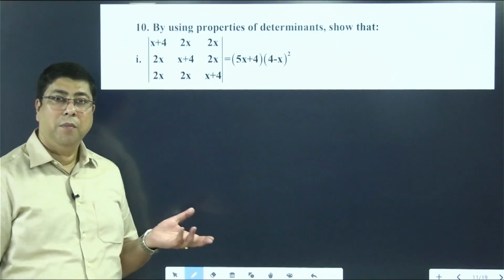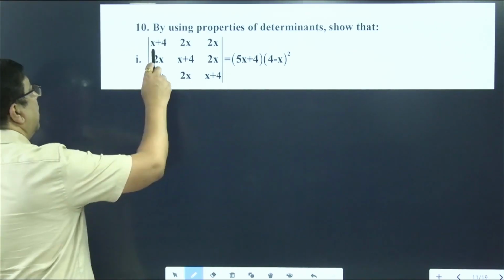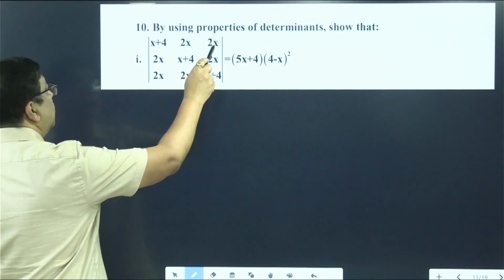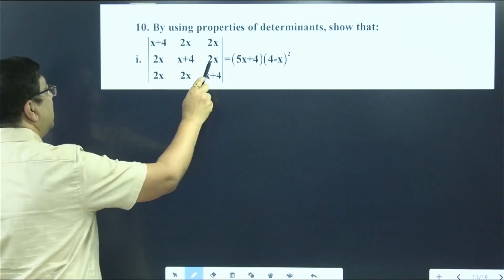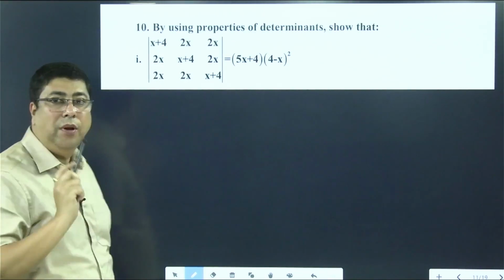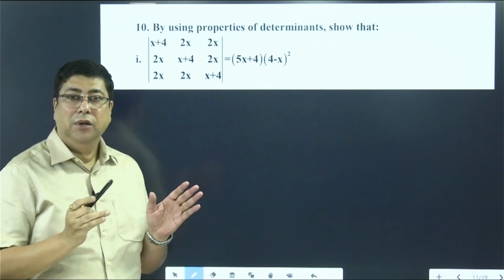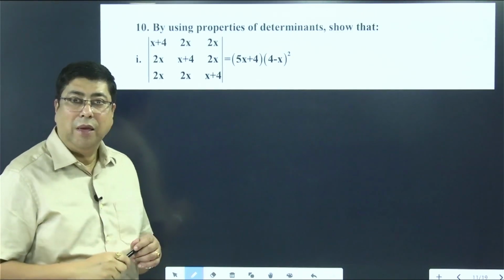So let's solve sum number 10 part 1. In this case, we are seeing that x plus 4, 2x, 2x; 2 plus 2, 4 plus 1, 5. In this case, 2 plus 2, 4 plus 1, 5. It means if we just add the columns, the value is remaining the same.